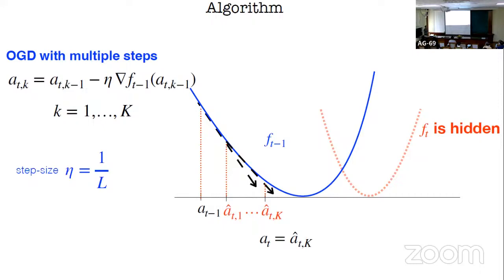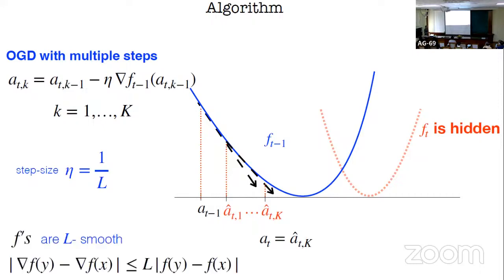Step size will be 1 by L, not anymore 1 by square root mu, where L is the smoothness parameter. Somebody asked whether I need to know L. Yes, I need to know L. I don't think we need to know mu as well, because to choose capital K, we'll take L and mu both.